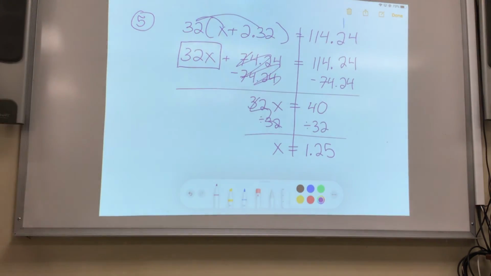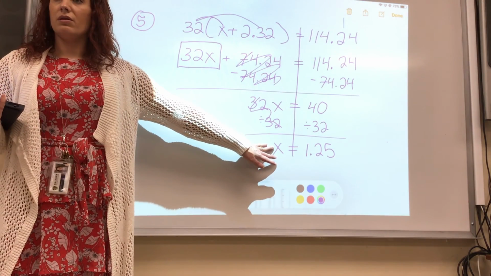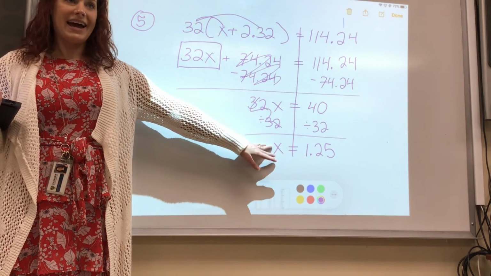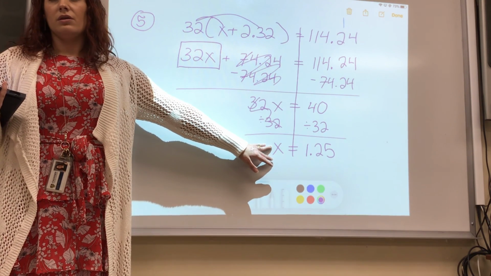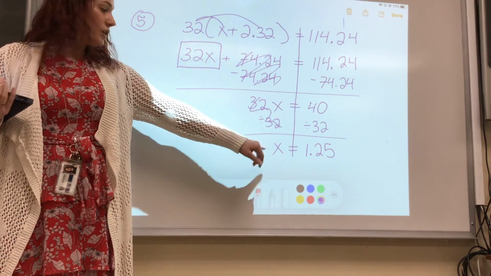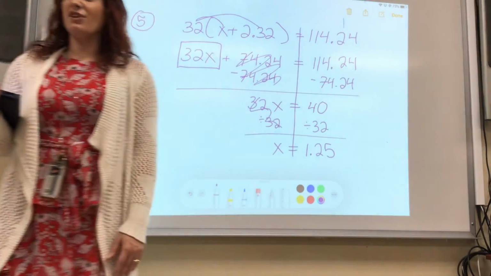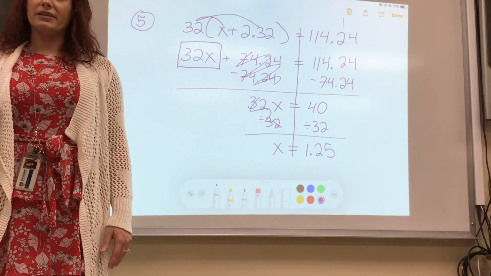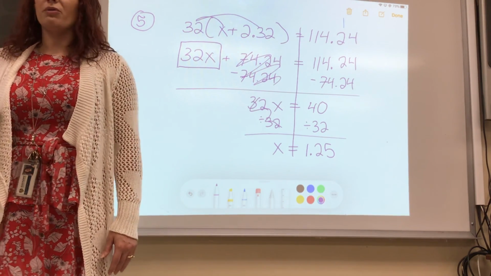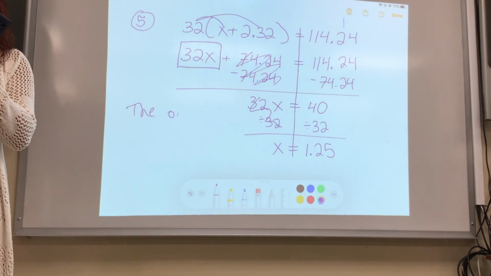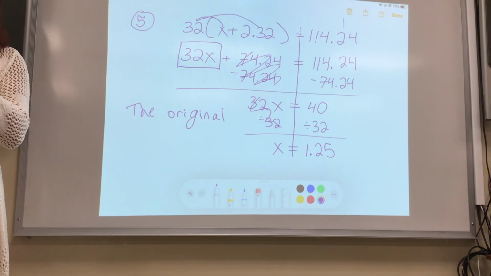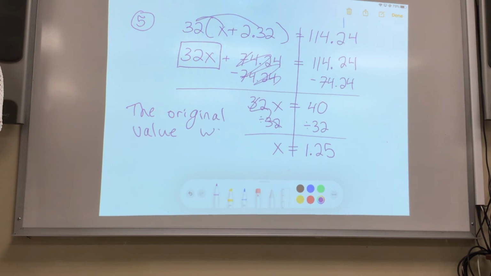Okay, in this problem, what does this answer mean? What was x and what is 1.25? Hannah? The original cost was $1.25. And they increased by $2.32, so they more than doubled in price. Right? They increased more than they were worth, which is good for them. So we would say the original value was $1.25.